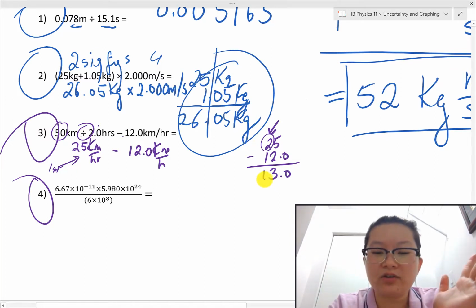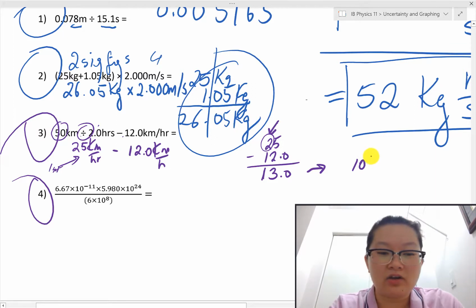So the 3 is going to try to round the 1 up or down. It's going to round it down. So this is going to go back down to 10. Just 10. Okay, that's our final answer. 10, our units, kilometers per hour.